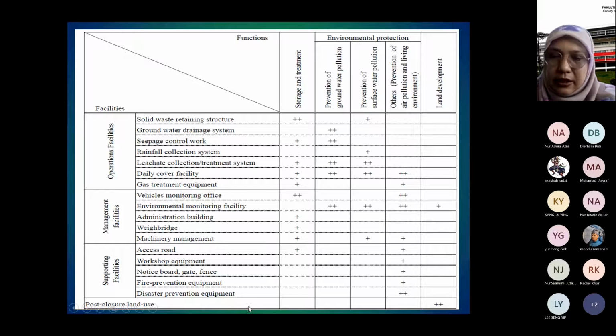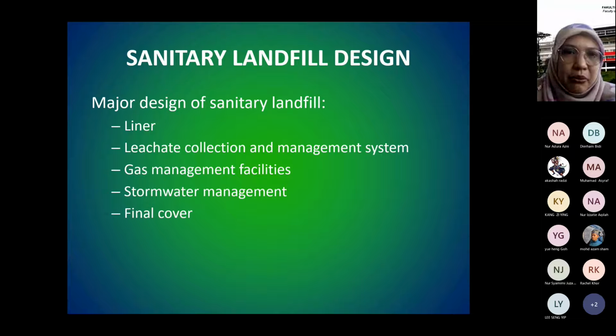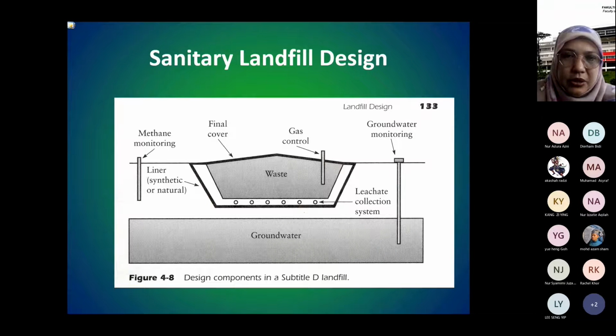Finally, the post-closure land use should consider the land development after that. The major design for a sanitary landfill includes liner, leachate collection and management, gas facilities, stormwater management, and also final cover. Those are the major design for the operation of a landfill. As I mentioned, this would be the lining system, piping for leachate collection, groundwater monitoring of the groundwater quality or river quality, and then waste being placed into the cell, and then we are also looking at final cover, methane gas monitoring, and then gas collection and control. Those are the requirements of the design of a sanitary landfill.